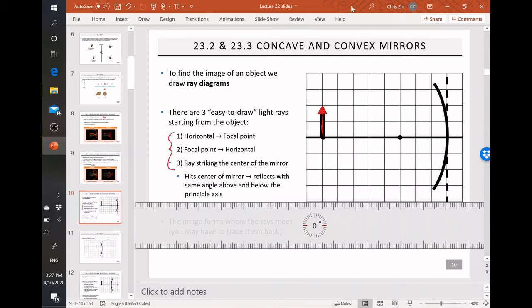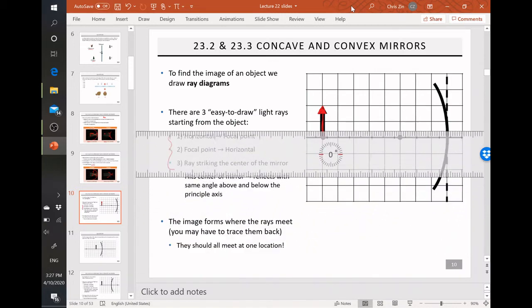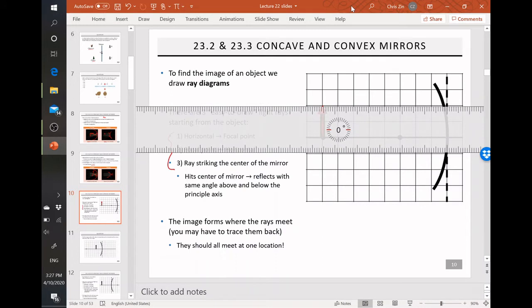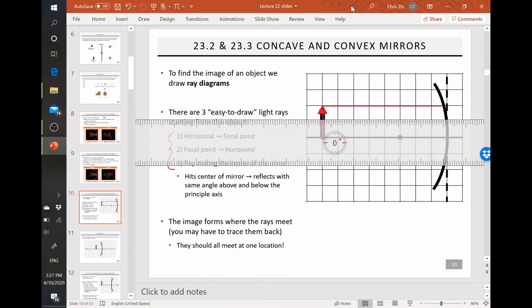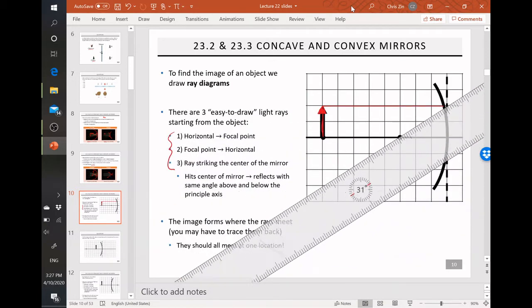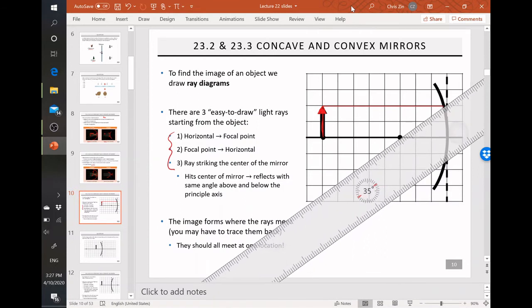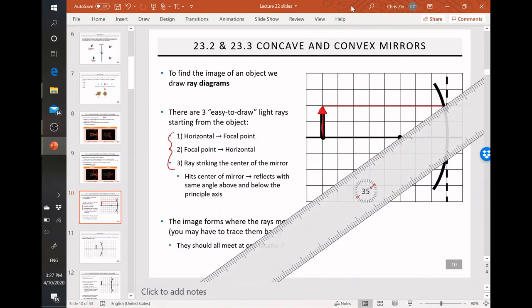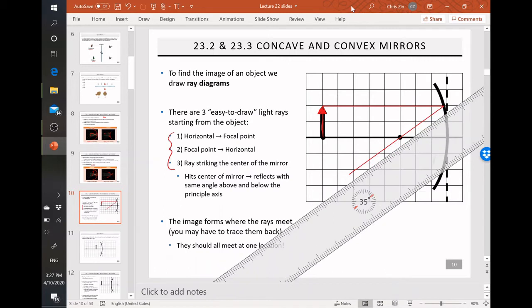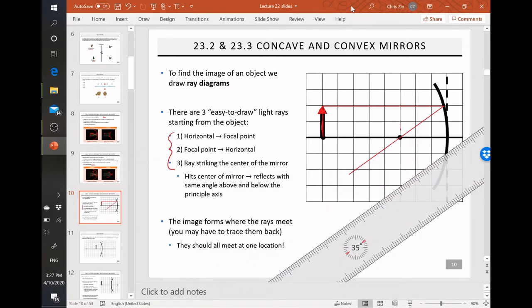The first is the horizontal light ray that's coming off of the candle. So I'm going to put my ruler up to the top of that flame. I'm going to draw the horizontal light ray that's coming off of that candle and going toward the mirror. When that light ray reflects off of the mirror, it's going to head toward the focal point. So that one particular horizontal light ray reflects off the mirror and goes through the focal point of that mirror. This is F, the focal point. Okay, that's the first easy to draw light ray.